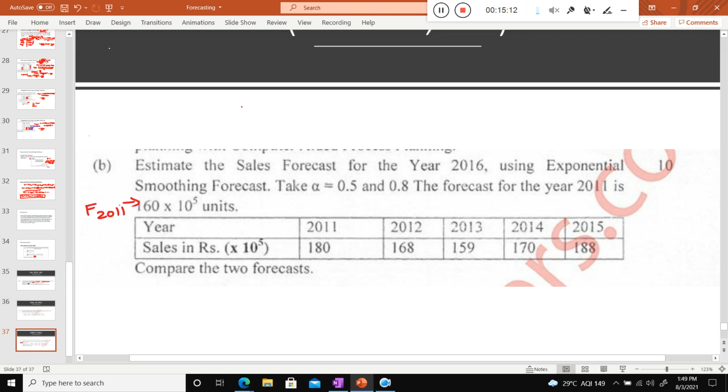Okay, so here compare the two forecasts. One forecast you need to do by considering alpha equal to 0.5. Apply the same process again with alpha equal to 0.8, and compare both forecasts to see which one is the best. That is the procedure. Now I just put it into OneNote and try to solve. Just wait.